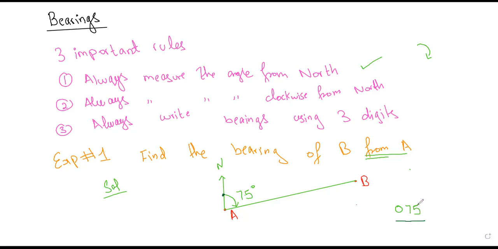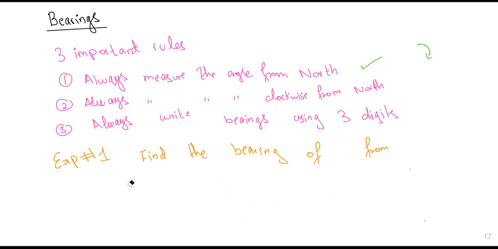Let's talk about the second one, the third one, and then I will ask you if you have understood this or not, okay? So I am going to talk about another example here. This is the second example. Example number 2, find the bearing of P from Q. All right, I'll make the 2 points. This point is P and this point is Q.